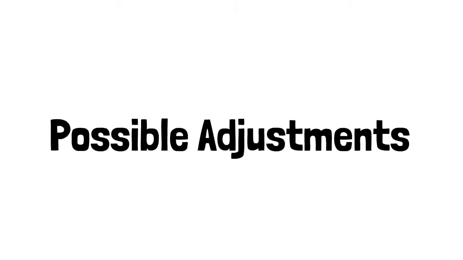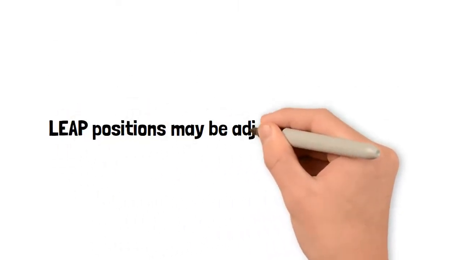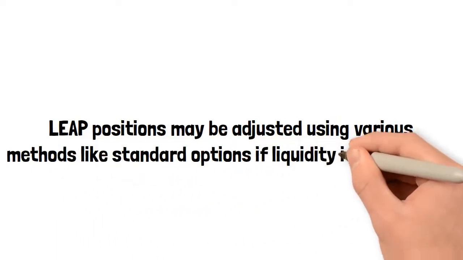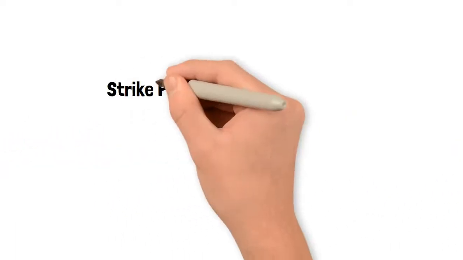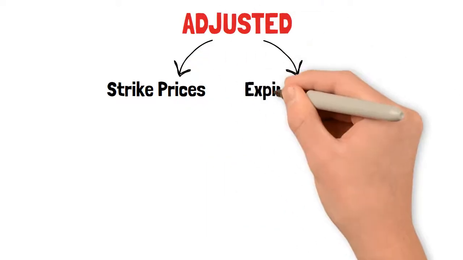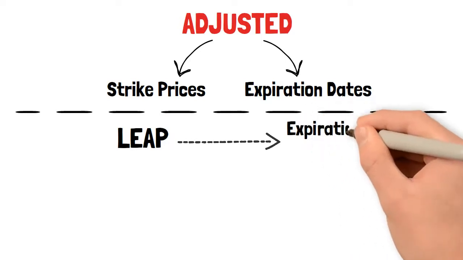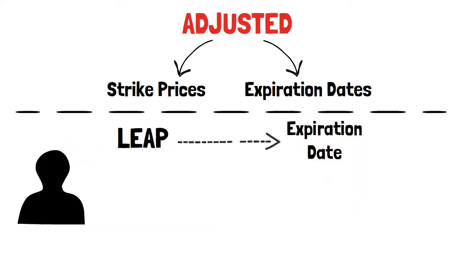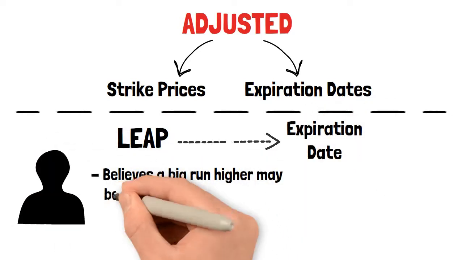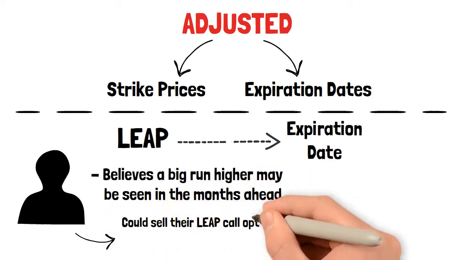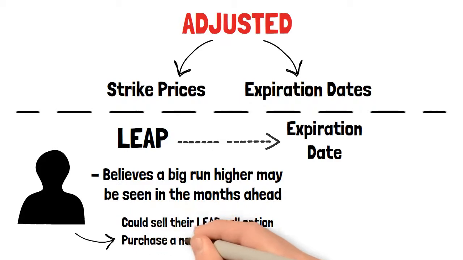Possible adjustments. LEAP positions may be adjusted using various methods like standard options if liquidity is not an issue. Strike prices may be adjusted as well as expiration dates. For example, if a LEAP is approaching its expiration date, but the investor still believes a big run higher may be seen in the months ahead, he or she could sell their LEAP call option back to the market and purchase a new LEAP call option that expires the following year.